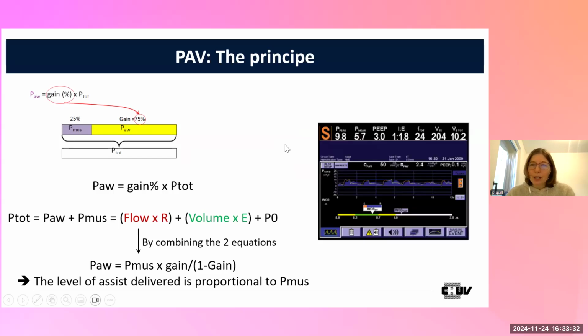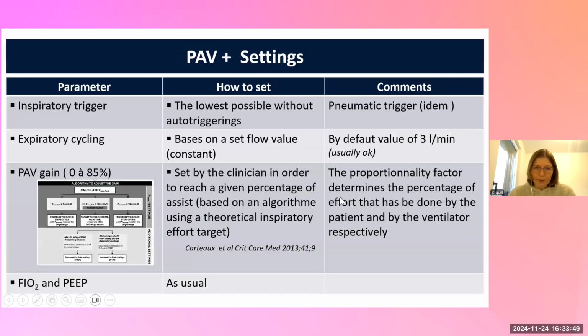On the ventilator screen, it looks like this, and you can observe here that the system estimates the part that is done by the patient and by the ventilator, and by selecting the gain, you can change this proportion. Very practically, we have tables to set the ventilator. I'm going to discuss that a bit later.